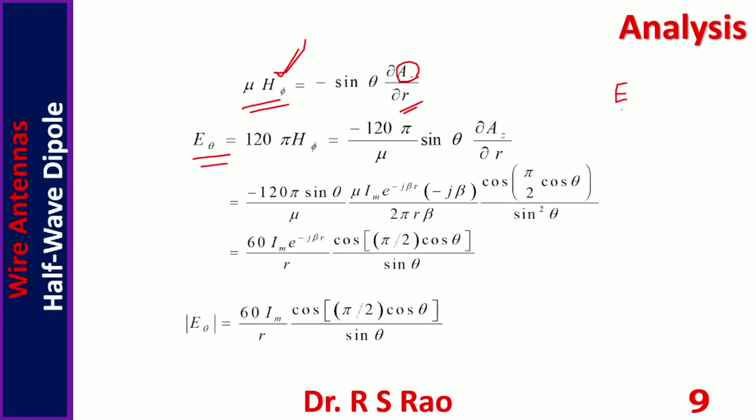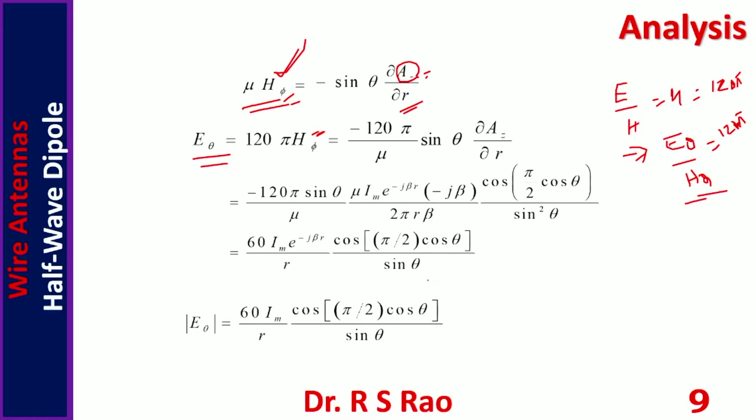In a TEM wave, E by H is equal to eta. For free space, eta is 120 pi. It gives us E theta by H phi equal to 120 pi. Once H phi is available, E theta can be determined as the product of 120 pi and H phi. So H phi is available because Az is available. Using that expression, E theta can be found.